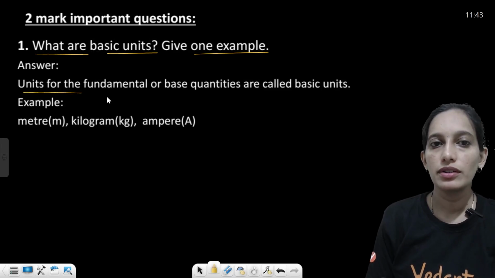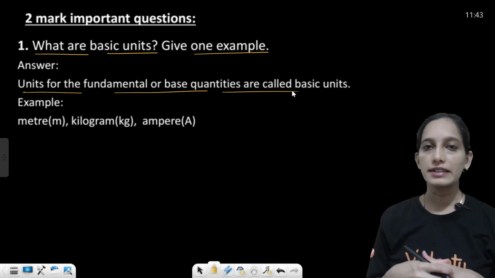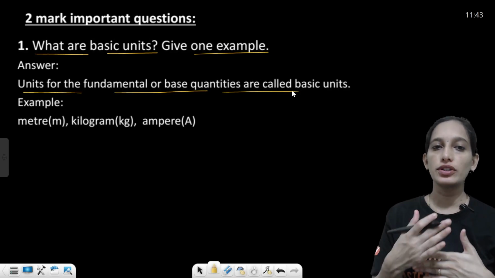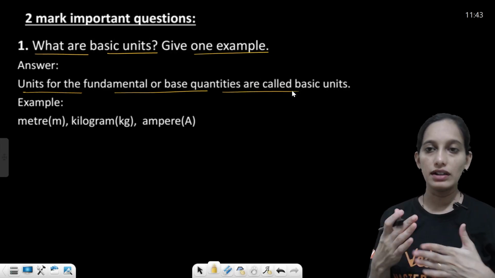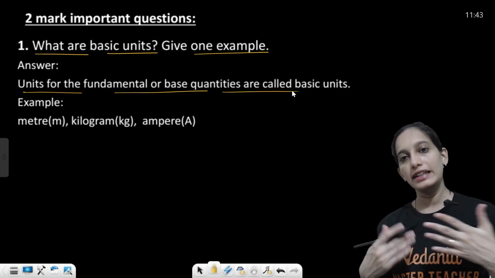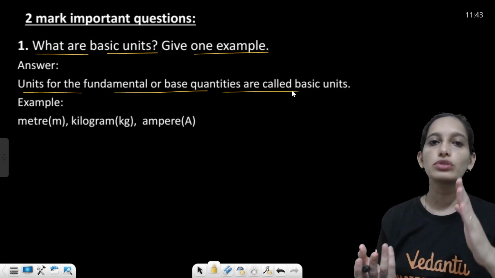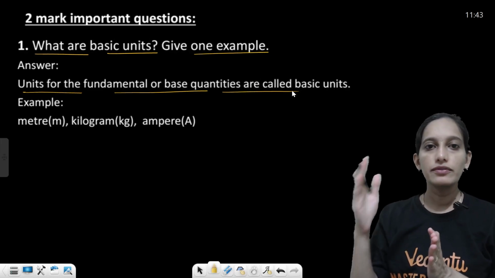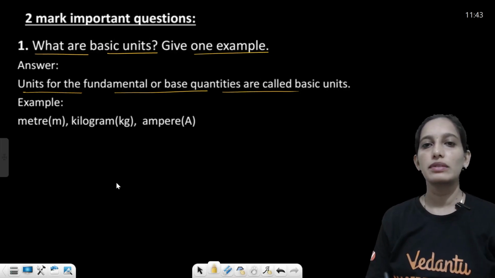The units for the fundamental or base quantities are called basic units. The units which we use to measure or to express the fundamental quantities or the base quantities are called basic units. There are 7 basic or fundamental quantities, so corresponding to those 7 fundamental quantities, we are going to have 7 fundamental or basic units. Mentioning any one is enough.